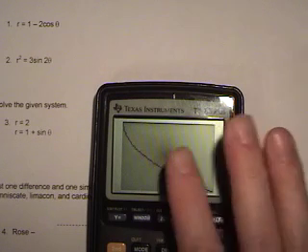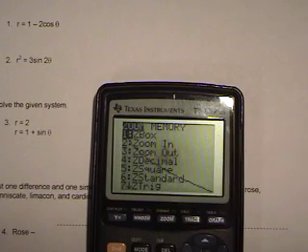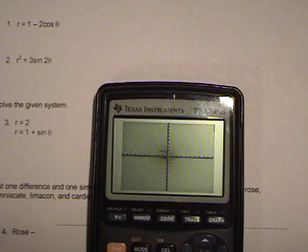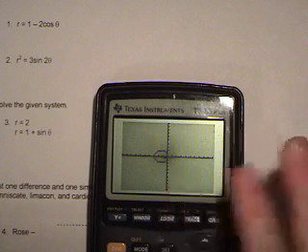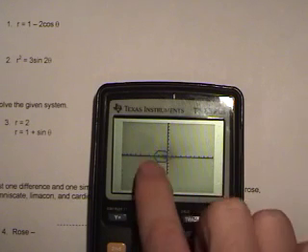Okay, now in this case, we don't see anything. My zoom fit didn't work very well. So I'm going to have to go back and hit zoom standard and see what I get. All right, so then I get that picture. So zoom fit doesn't work, which on some calculators it works great, some it doesn't. I have no idea why. Well, I have that picture right there.